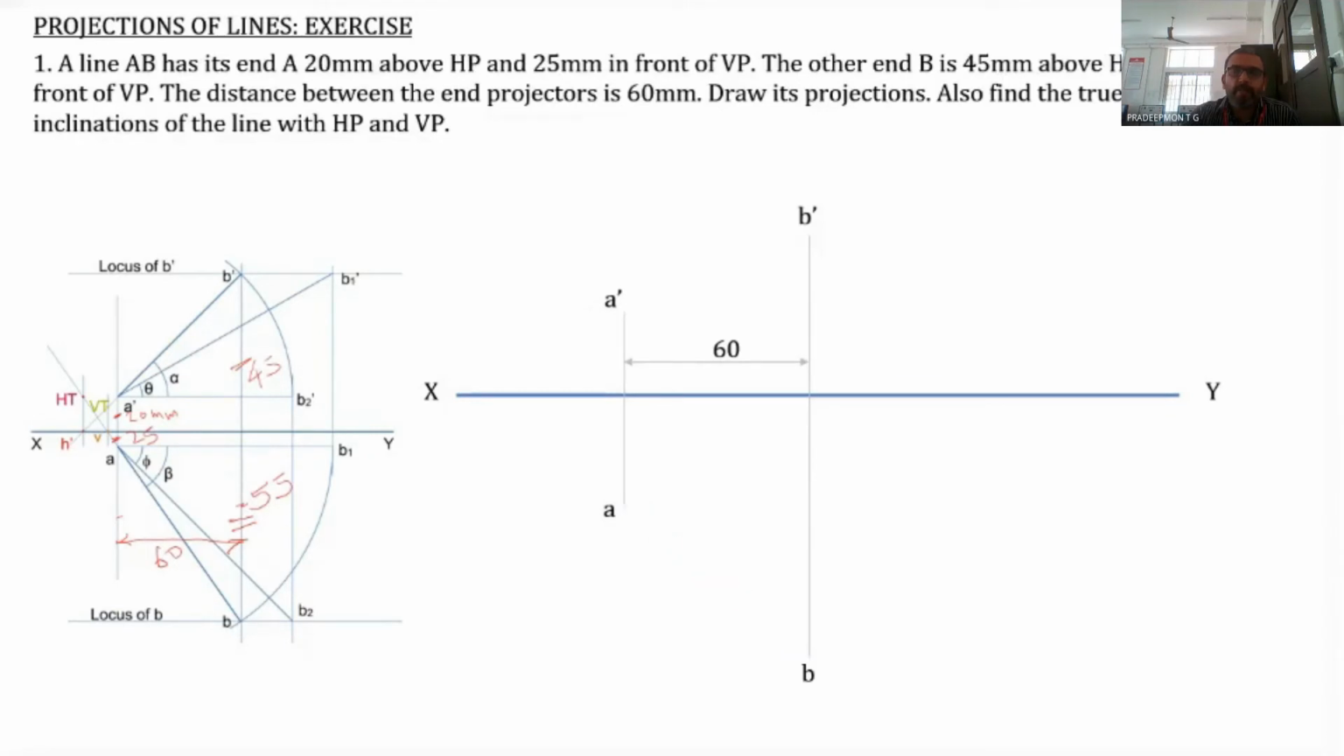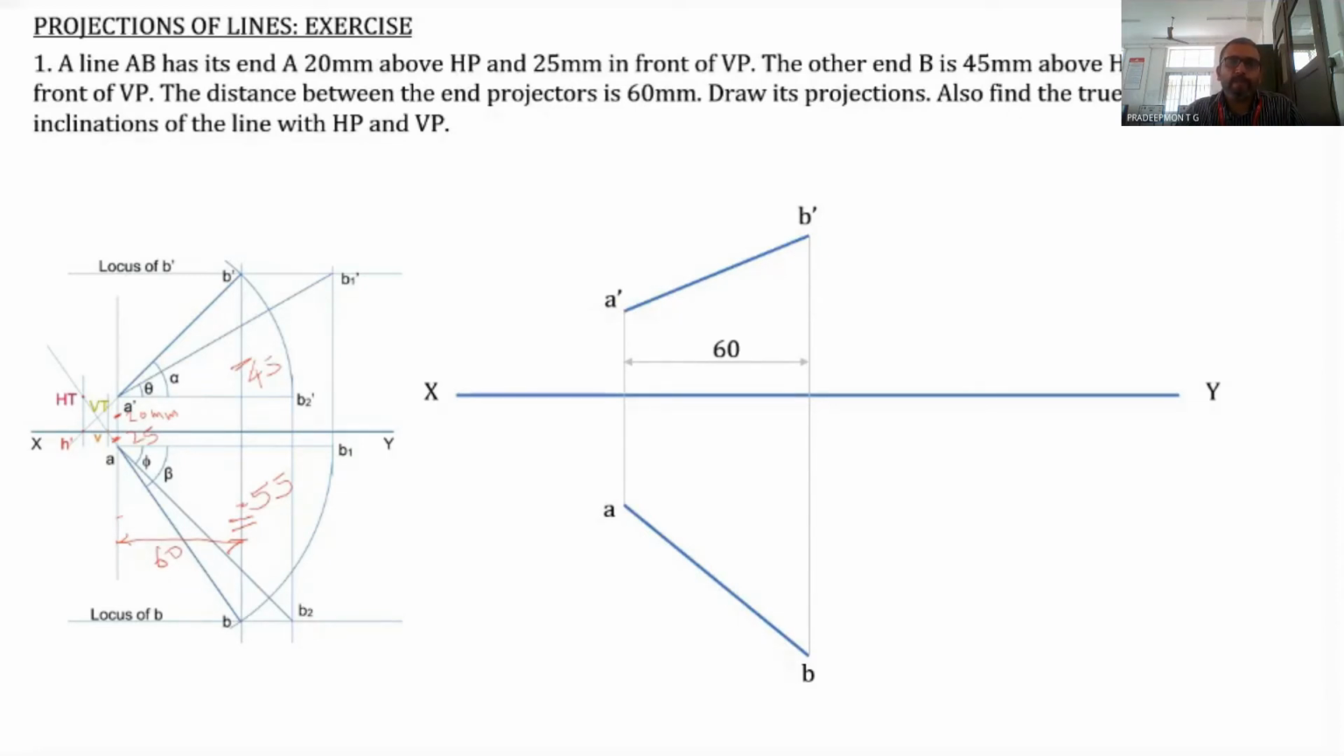Now you have A dash, B dash, A and B. Now join the front view as well as the top view. Join AB. This is the top view. And A dash B dash is the front view. Now the first part of the question is completed, that is, draw its projections. Up to drawing the projections, we have completed.